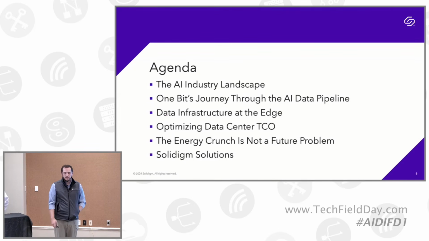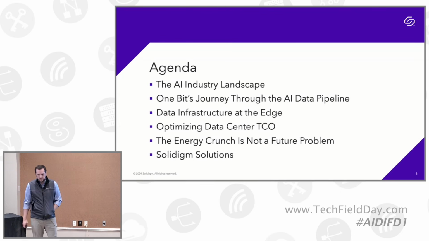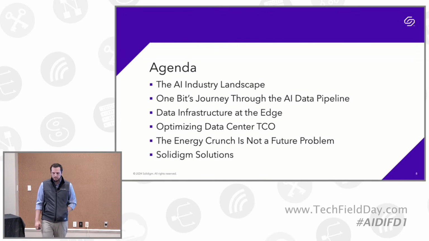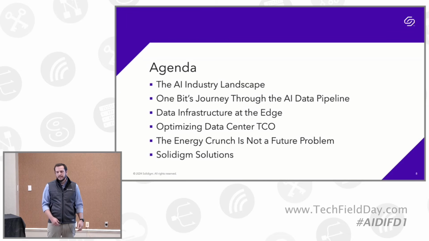Okay, this is where we're going to go. This is our roadmap for the day. We'll do a very brief AI industry landscape. We'll talk about the AI data pipeline. What is that? What do we mean when we talk about that? What are the component stages of that? And what do we need to know about them from a data infrastructure perspective to make good decisions, to optimize for performance, for energy efficiency, for cost, for rack space, whatever our goals might be.